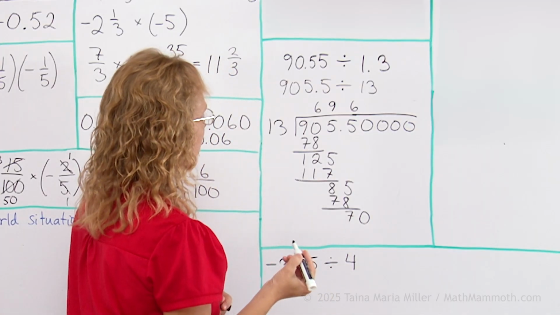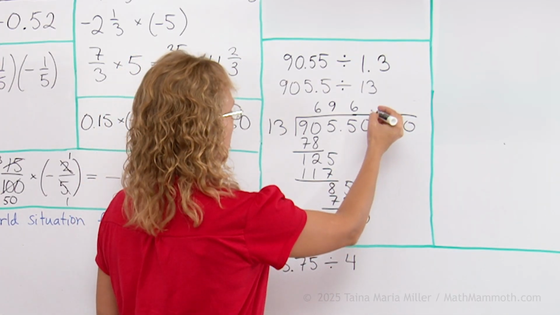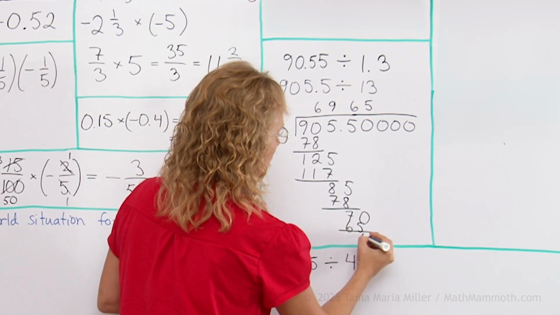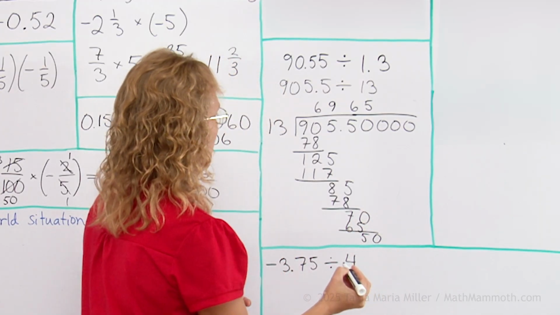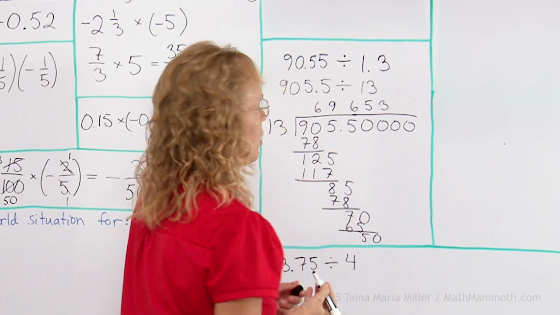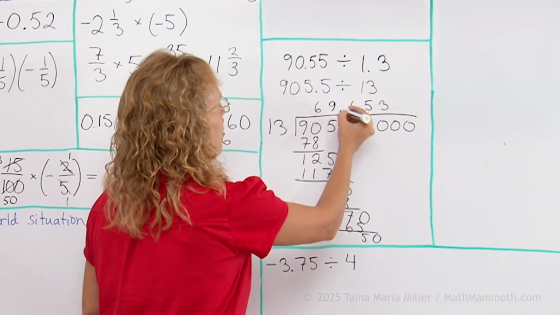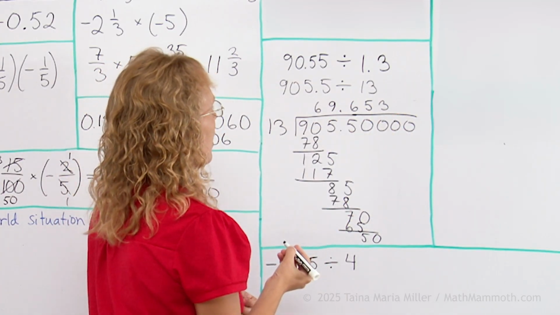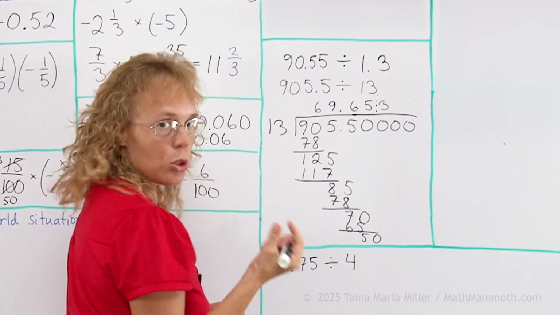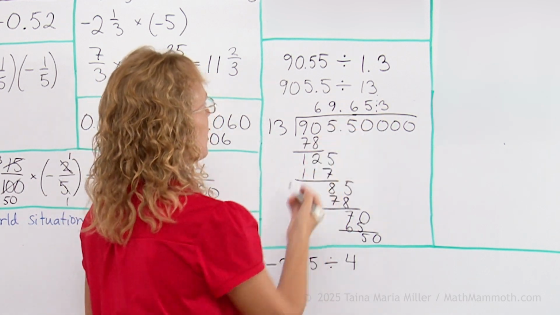Then we get 70. Now it goes 5 times. And then 50. It goes 3 times. And so on and so on. Okay, so this would continue. And I can cut it off here and round it to 2 decimal digits and get the answer as 69.65.